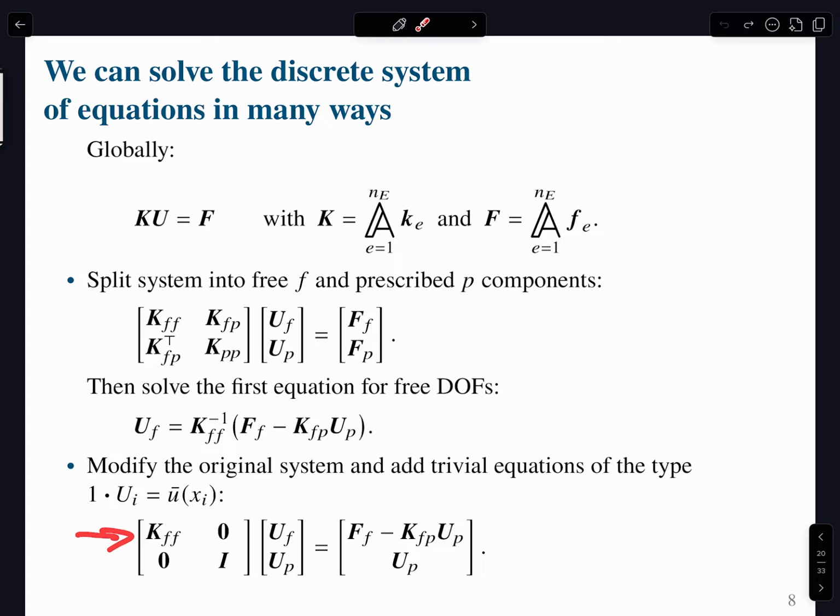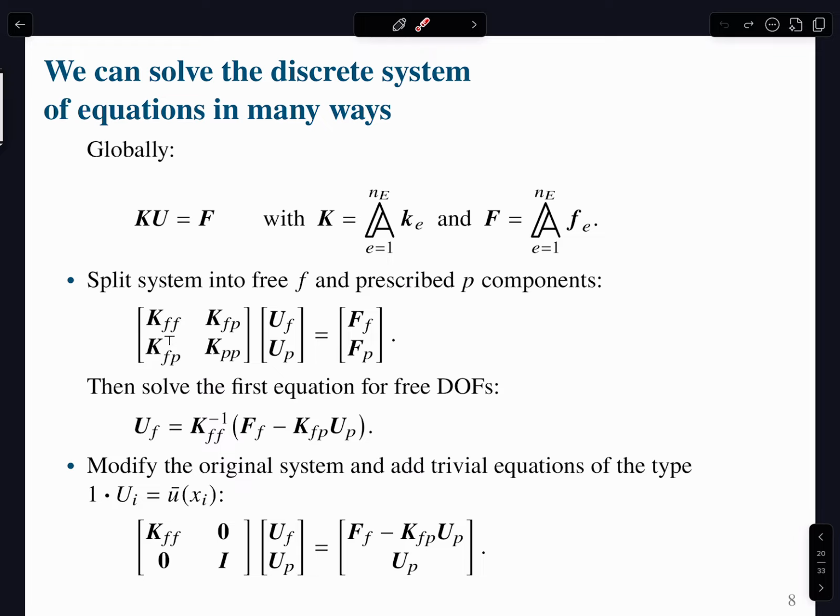And if you notice, this equation on top, KFF UF is equal to FF minus KFP UP, is the same equation that I have here. Exactly the same, right? And then the second equation is just a trivial equation that says the identity matrix times UP is equal to UP, which is UP equals UP. So we have transformed our original system of equations by adding, in a way, trivial equations of the form 1 times the prescribed degree of freedom is equal to the prescribed degree of freedom. That's what we did, right? And now we can solve this.